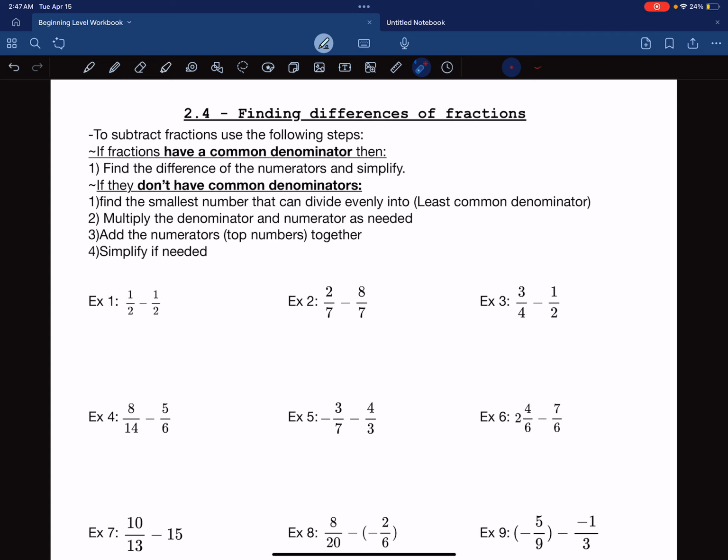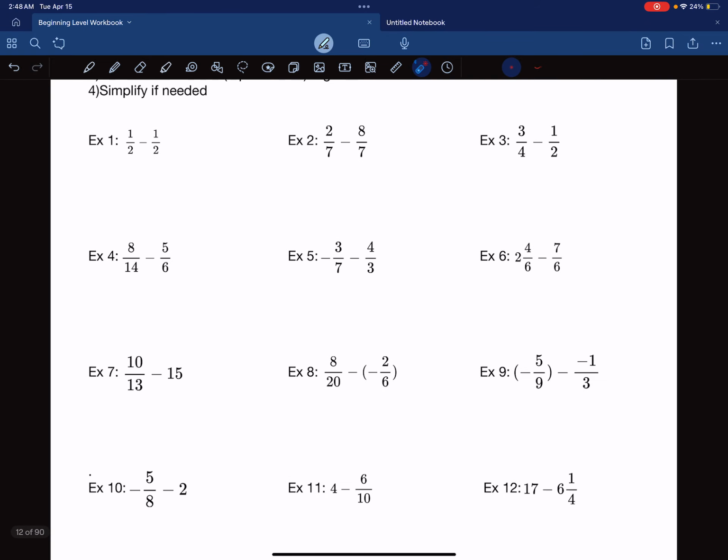With that being said, in this section we're going to have fractions that have common denominators and fractions that don't. So you're going to have to start paying attention to whether or not we have common denominators. If we don't, we're going to have to find those common denominators and subtract the two fractions. So let's look at example 1.